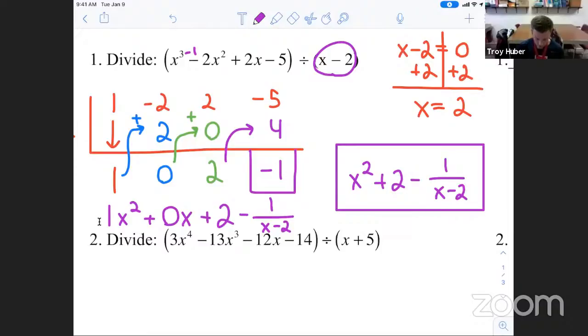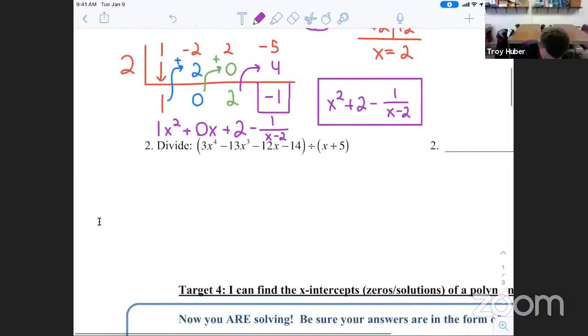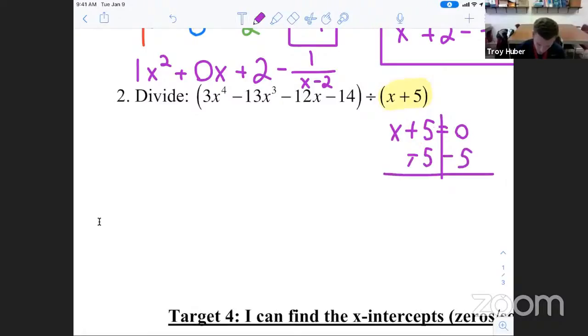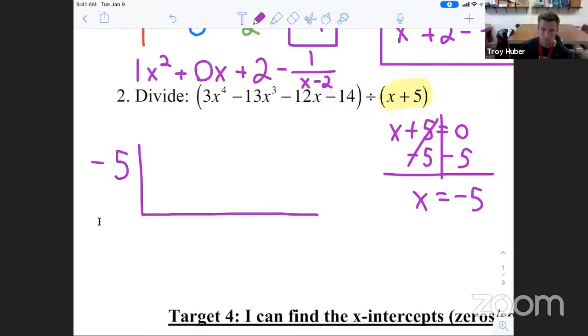All right, let's go try another one. Step 1, set what you're dividing by equal to 0. So I have x plus 5 is equal to 0. Subtract 5 on either side, and I get x is equal to negative 5. That is what we write on the outside of our synthetic division hut.